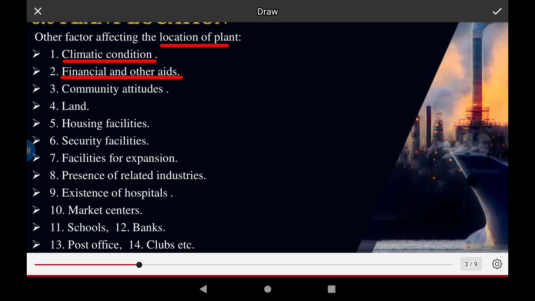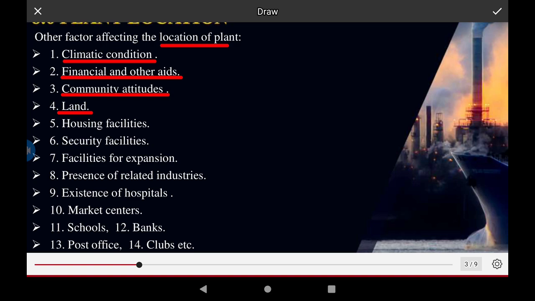And community attitudes are the main, most important factor of the plant layout and of the development of the farm and plant. The farm and plant are a very important part of the community. Land is a very important factor for the plant and its location.